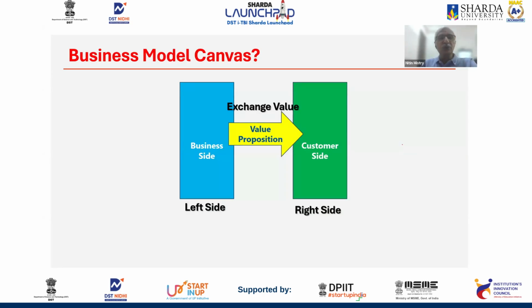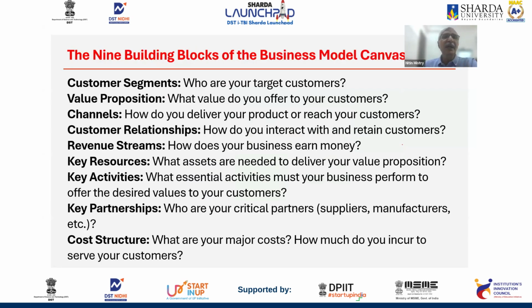So now let us understand what those 9 blocks are, right? The 9 building blocks are: customer segments, that means who are your target customers; value proposition, what value do you offer to your customers; channels, that is distribution channels, how do you deliver your product or how do you reach your customers; customer relationships, how do you acquire a customer and how do you keep them, what kind of relationship; so how do you interact with your customer and how do you retain them; revenue, how does your business earn money? That's very important in any business. How does your business earn money?